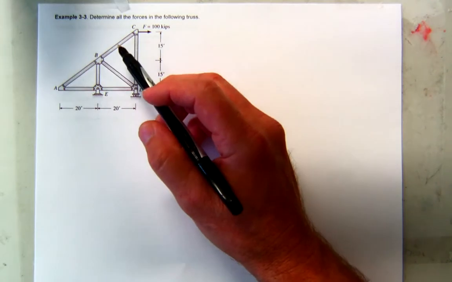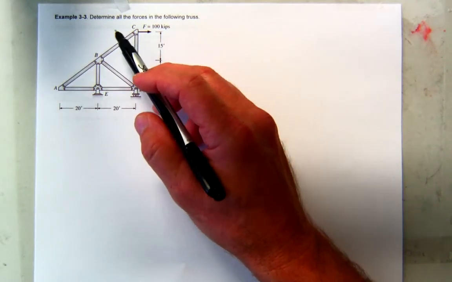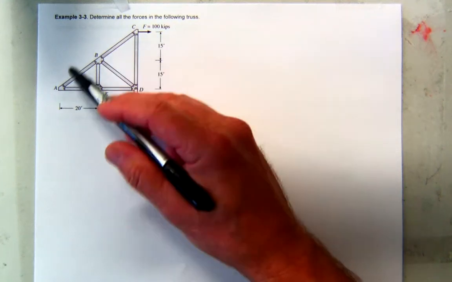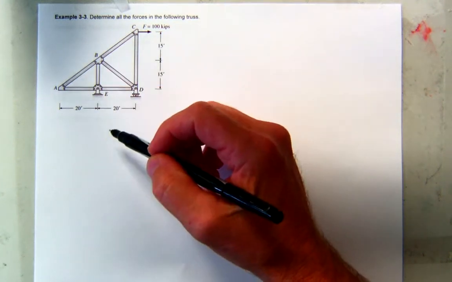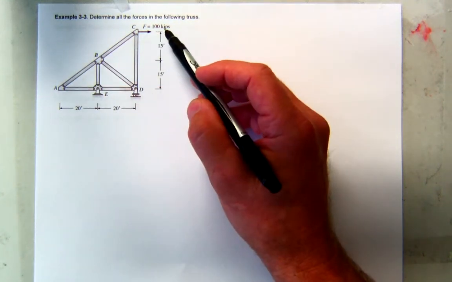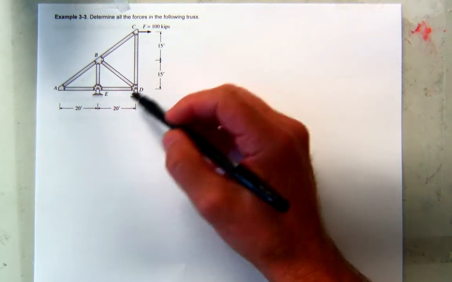All right, so let's work this problem. Again, you have to find all the forces in the whole truss system. And we have an actual force applied here, a 100 kip force. You can see all the dimensions.